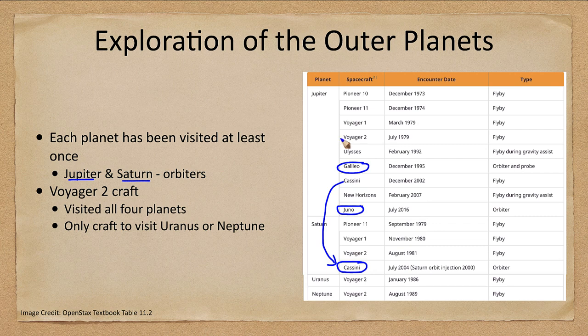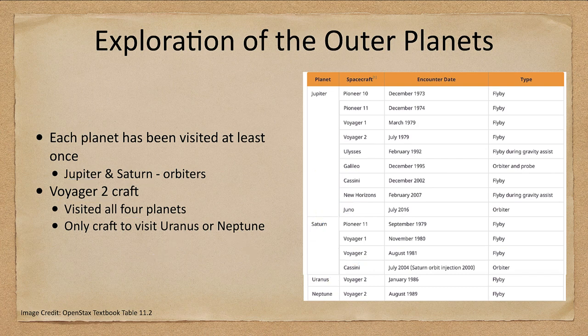You'll see that Voyager 2 went from Jupiter to Saturn to Uranus and to Neptune. So the Voyager 2 craft visited all four planets and is the only craft to visit Uranus and Neptune. So all of our detailed images of those come from the Voyager 2 spacecraft, which was able to make a grand tour of the solar system because of the alignment, the positioning of the planets in the solar system when that craft was launched in the late 1970s. So each of them has been explored to varying extents. Jupiter and Saturn pretty well. Uranus and Neptune just a little bit.